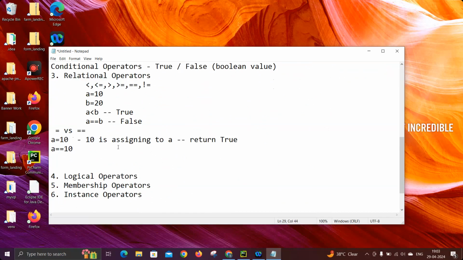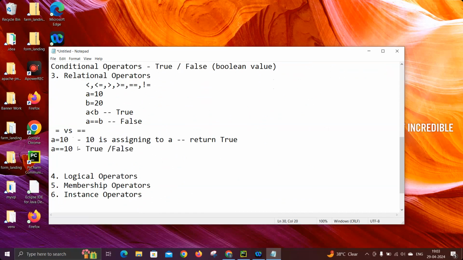But a double equal to 10 means it is asking a question to the machine or system, whether the a value is 10, yes or no. Single equal means it is always 10, there is no difference. But when you mention double equal, it is asking the machine to verify whether the a value is 10 or not. So here there is a chance of getting two values, either true or false.